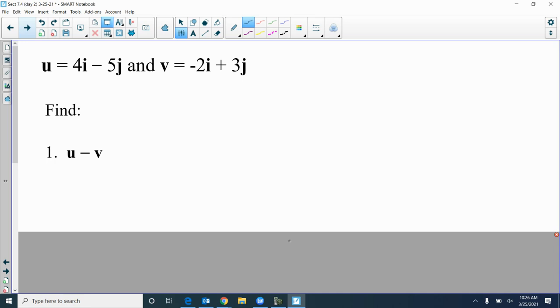Okay. All right, same idea here. Let u be 4i minus 5j. Let v be negative 2i plus 3j. Let's go ahead and find u minus v.